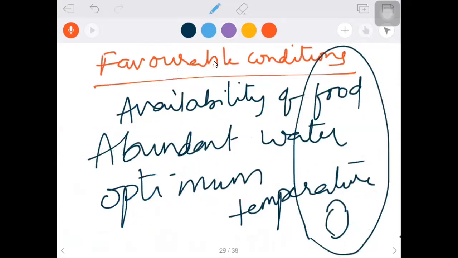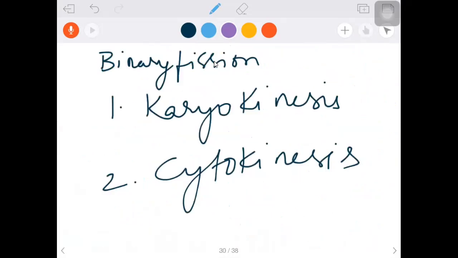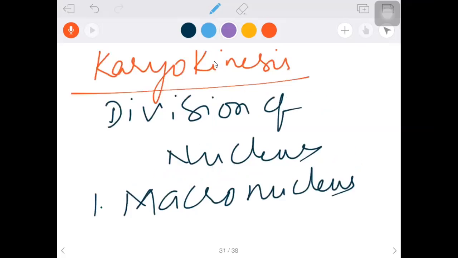Now let's move to the binary fission of Paramecium. Any binary fission occurs in favorable conditions. What are the favorable conditions here? The availability of food, abundant water, and optimum temperature are considered favorable conditions. Then the binary fission includes two stages: one is karyokinesis and the other is cytokinesis. What is karyokinesis? Division of nucleus is called karyokinesis.